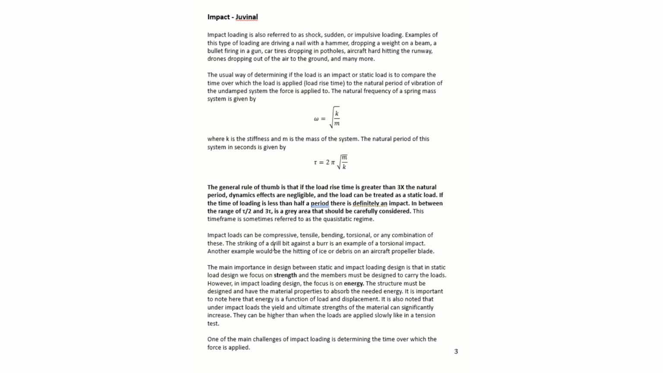The striking of a drill bit against a burr in terms of drilling a hole is an example of a torsional impact. Another example would be the hitting of ice or debris on an aircraft propeller blade. That could be a torsional impact. So there's lots of different types of impacts, and they can create all these different combinations of stresses.